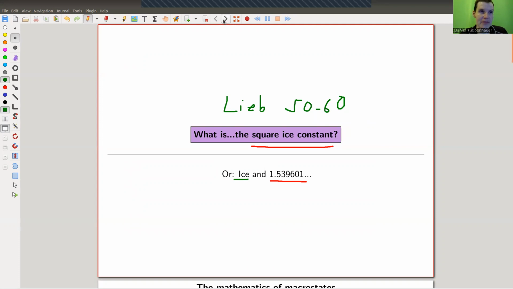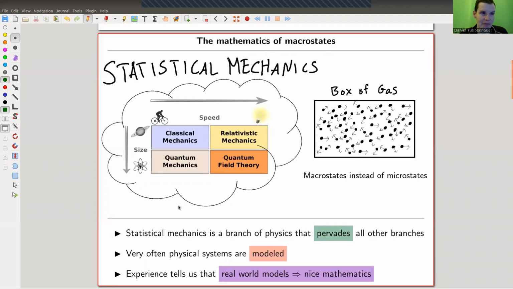Okay, so let me give you some background. I love this bubble, which I stole from a very nice summary paper about statistical mechanics, which I link in the description. So statistical mechanics is the bubble outside, and it's relevant for all other fields of physics. So here are the four main fields of physics, let's say. And I really love this picture because I was never really sure what quantum field theory is. But in this picture, it's quite clear. It's just very fast and very small.